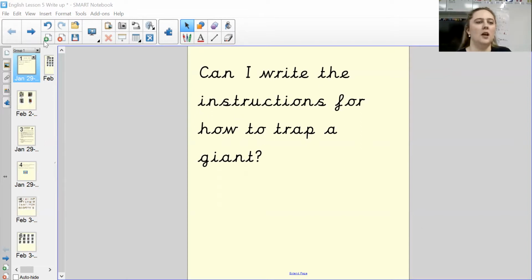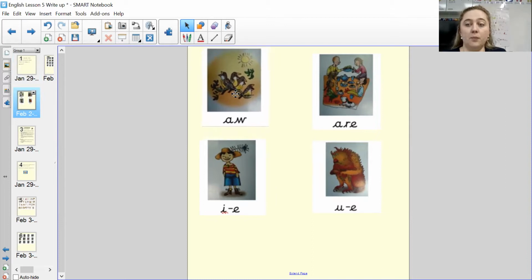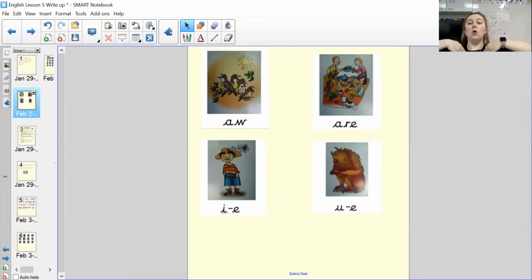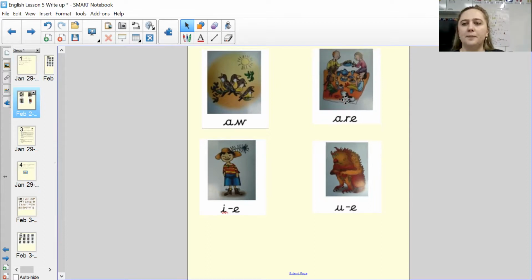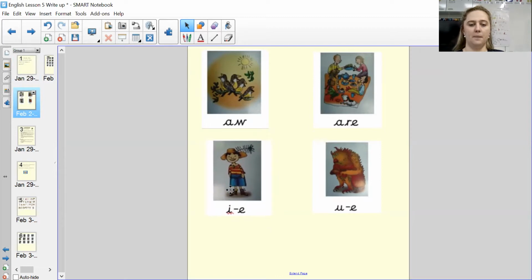Fantastic. Okay. Before we start, let's recap on some sounds, okay? Can you tell me what this one is? Good. Or. Fantastic. What's this one? Air. This one? I. And this one?